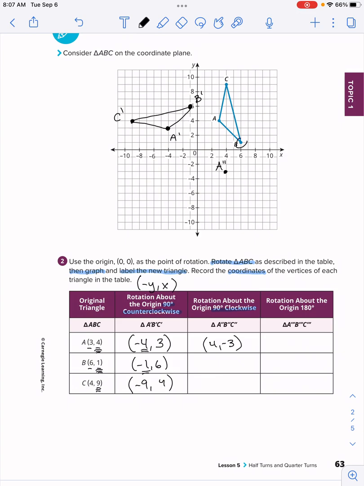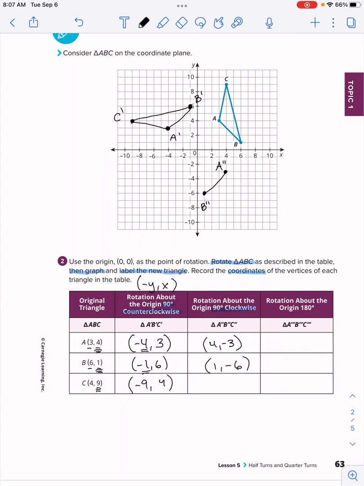B right here, that is 6 right, 1 up. If you rotate this counterclockwise, this will be 6 down and 1 right. So 6 down, 1 right, that is right here. That is B double prime. And that is the coordinate. It is 1 right, 6 down, so +1, -6.